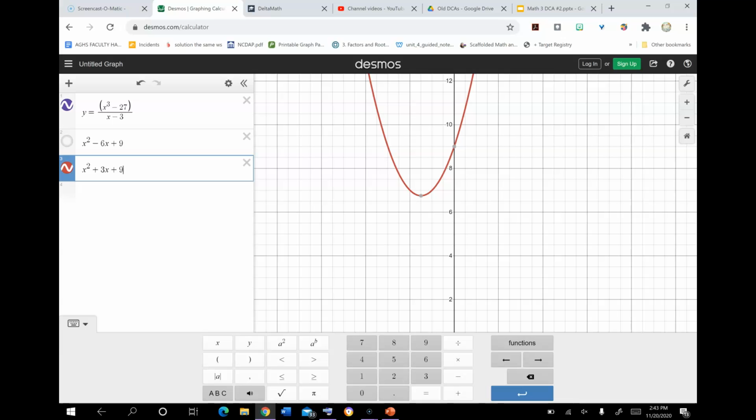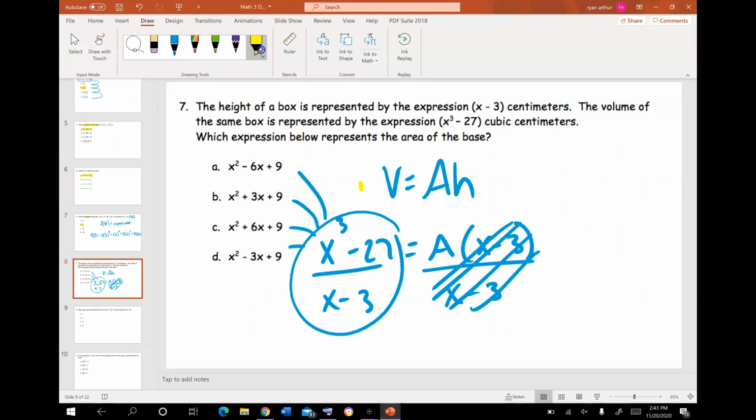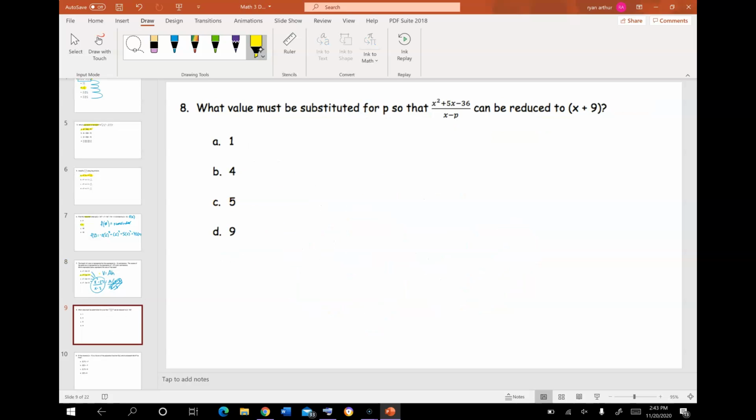Looky, looky. Same graph. So guess what? The answer is B. Okay? Next one. It says, what value must be substituted for P so that it can reduce down to x plus 9? Well, we want it to reduce down to x plus 9. So that means that whatever I plug in for P here, the graph must look like x plus 9.